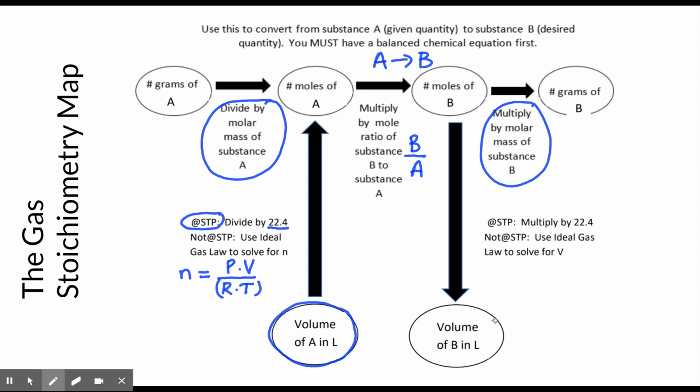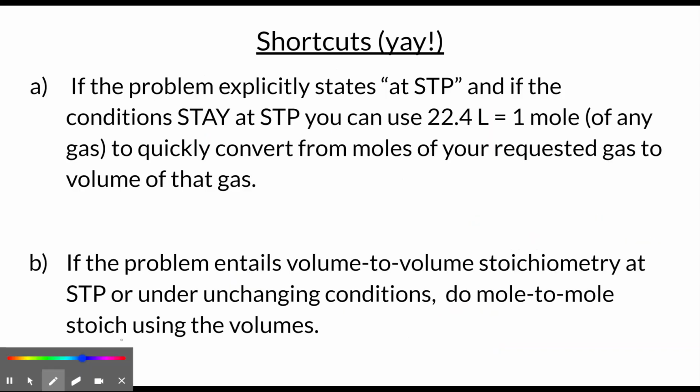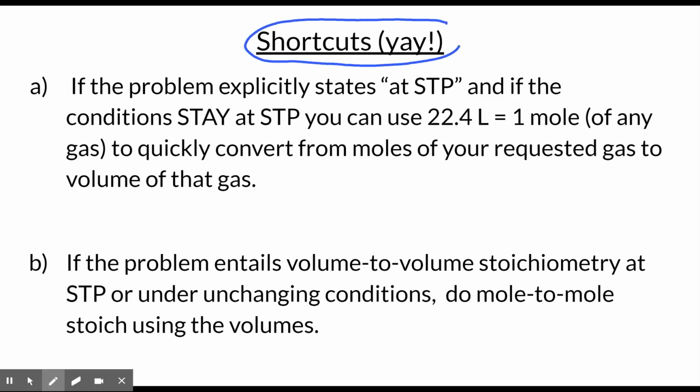Similarly, if you're trying to solve for volume of B in liters, once you have the moles of B, you can multiply by 22.4 if the conditions are at STP. If they are not, use the ideal gas law to solve for V. So that particular variant of the gas law would look like nRT divided by P, where n is the number of moles of B. So whether you are at STP or not, there are multiple ways in which you can solve for volume of gas B, or if you are given the volume of gas A, you can convert that to moles of gas A pretty easily.